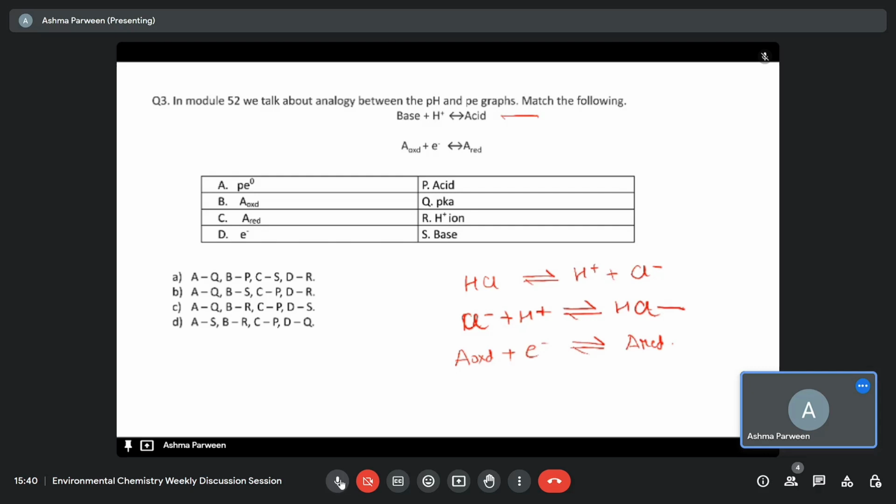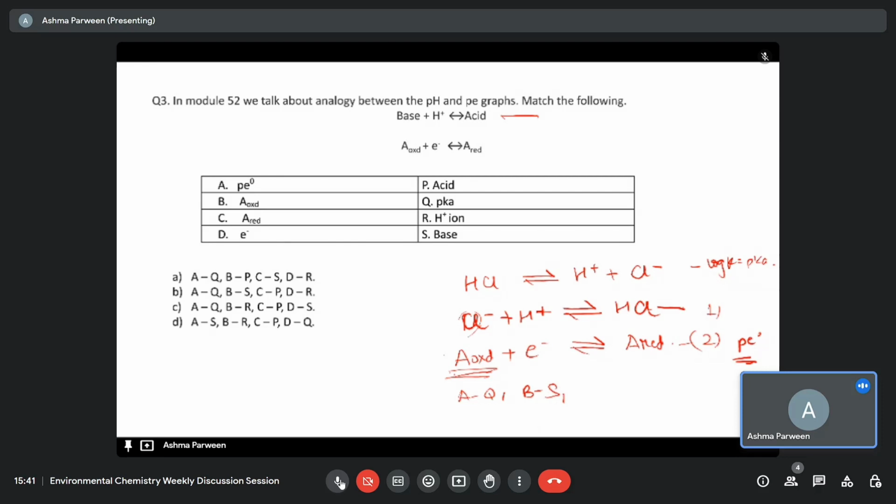reduced form. So we can see that we can resemble this reaction and this reaction. First let's see what is pE naught. This reaction has some value of log K or minus log K, we write it as pKa. Similarly pE naught resembles pKa. So for A, Q is the correct option. Next is A oxidized form of A. So it is similar to the base. So it will be S. For B, it is S.